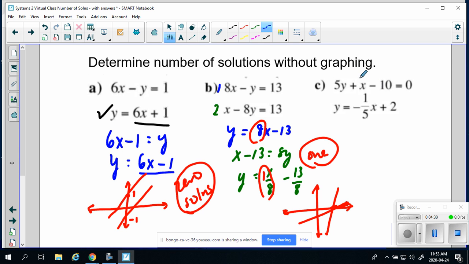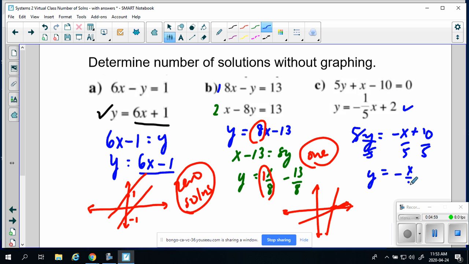Lastly, this one here is already in a format that we like, y equals mx plus b. We can read that quite easily. So we're just going to convert that one to a format that we like. So 5y is equal to -x plus 10. And we'll divide everything by 5. And let's take a look at what we're left with.